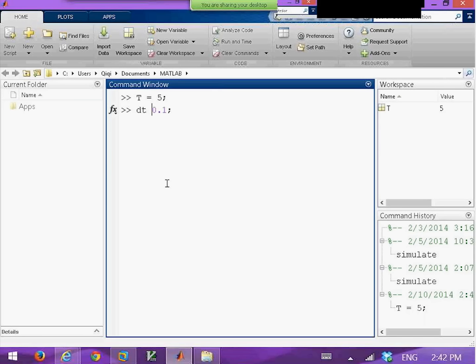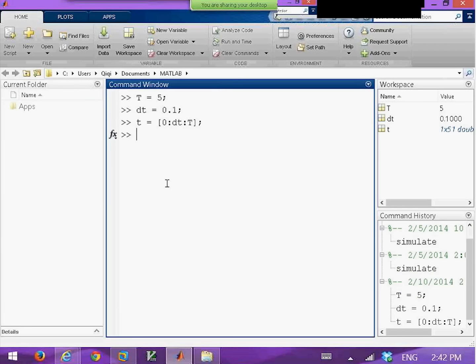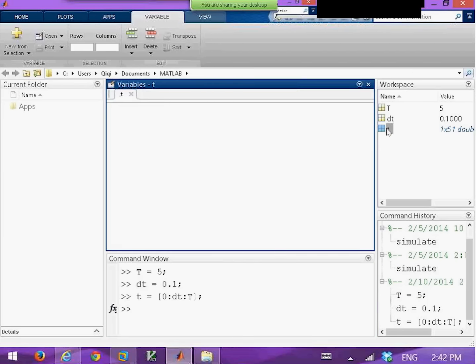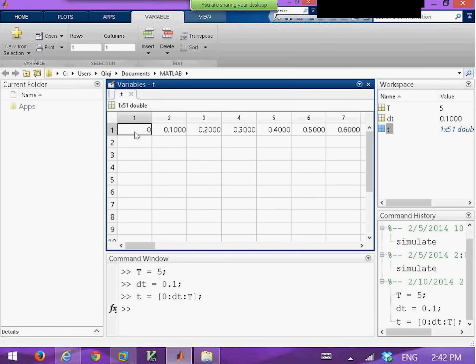Okay. And how I discretize the time is t equals 0 to 5 with step dt, 0.1. This gives me a t, 1 by 51 double. If I click on it, it shows that the first one is 0, the second one is 0.1, etc., and the last one should be 5.